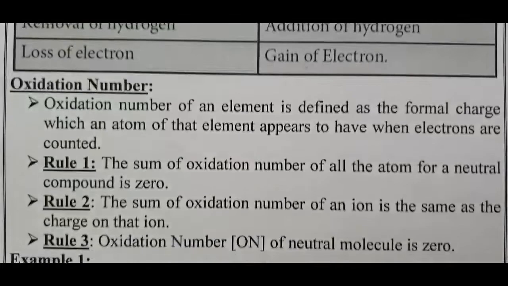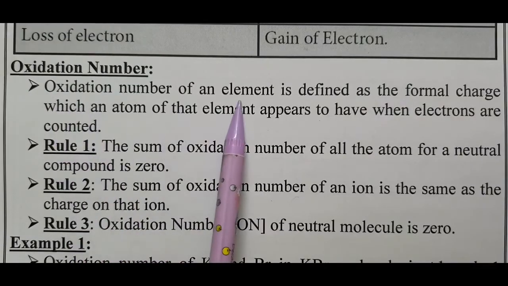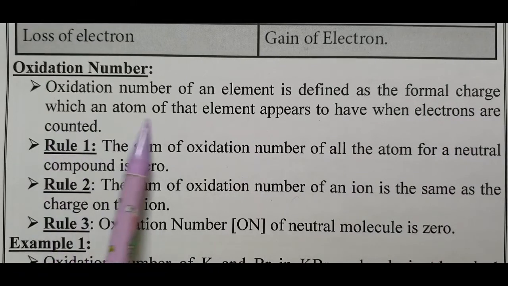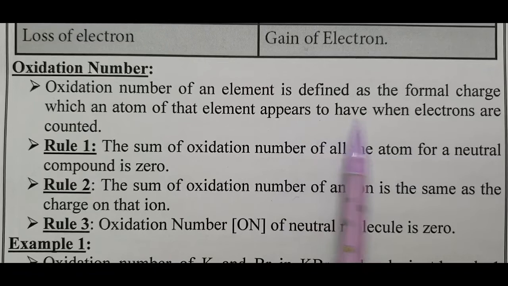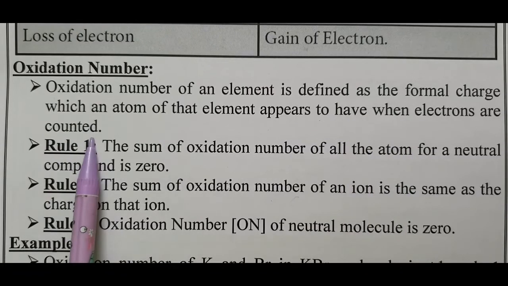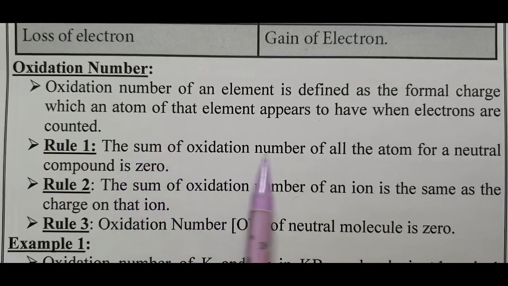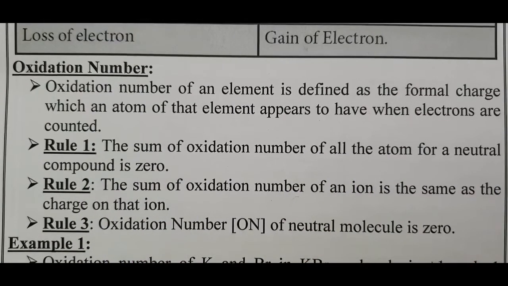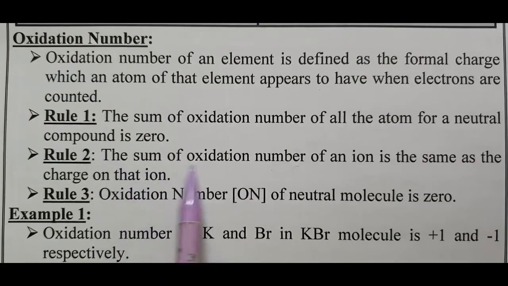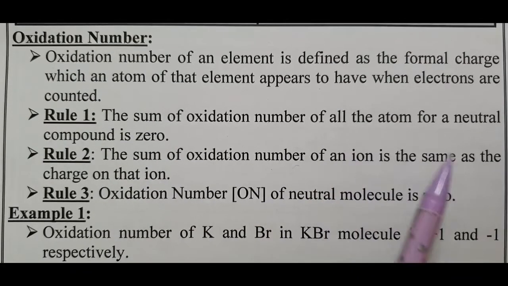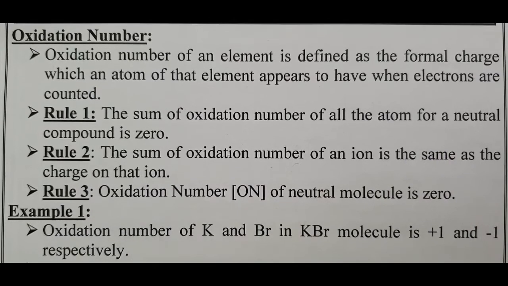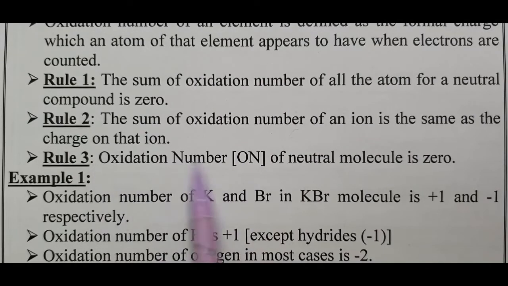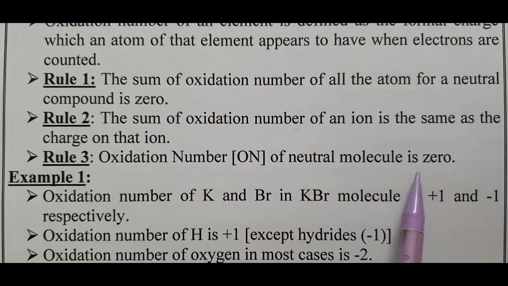What is the oxidation number? The oxidation number of an element is defined as the formal charge which an atom of that element appears to have when the electrons are counted. Rule number 1: the sum of the oxidation numbers of all the atoms in a neutral compound is equal to 0. Second rule: the sum of the oxidation numbers in an ion is the same as the charge on that ion. Rule number 3: the oxidation number of a neutral molecule is 0.